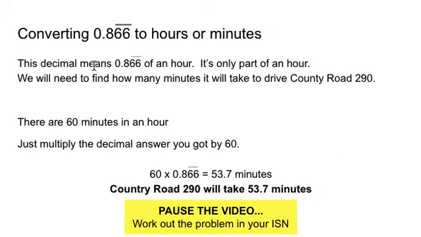So to convert my number that I got for the time, 0.86 repeating, to hours or minutes, I need to understand something first. This decimal means 0.866 of an hour. It is not even a whole hour. It is only part of an hour. So to find out how many minutes it will take to drive County Road 290, we are going to need to multiply this number by 60 because there are 60 minutes in an hour. So when I take 60 times 0.86 repeating, I get 53.7 minutes. So this tells me that County Road 290 will take 53.7 minutes. Please pause this video if you need to continue taking notes in your ISN.